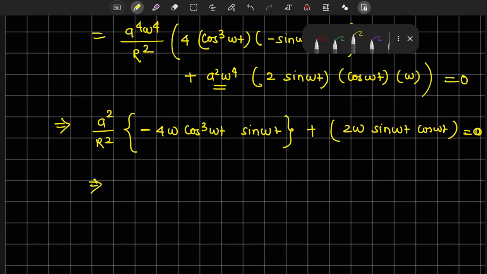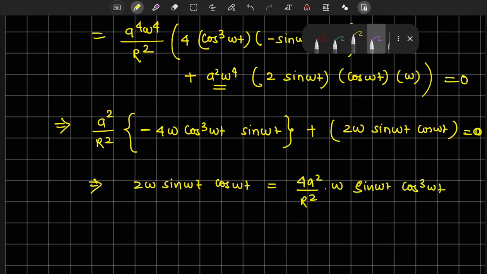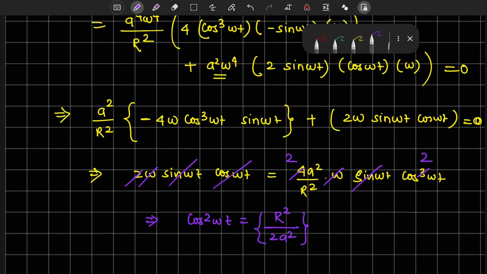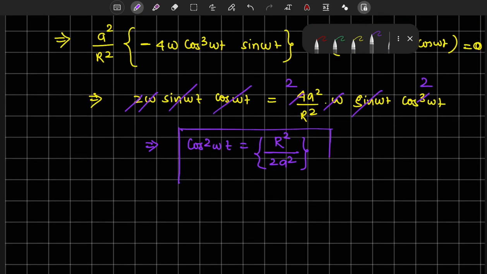Okay, so let us equate both the expressions and we will get 2 omega sine of omega t cos of omega t is equal to 4 a square by r square into omega sine of omega t into cos cube of omega t. So from here omega will get cancelled, 2 and 4 will get cancelled, and sine omega t will get cancelled, and it will remain like this. So from here we will find that cos square omega t is equal to r square divided by 2a square. Okay, so this is the value of cos square omega t we got.